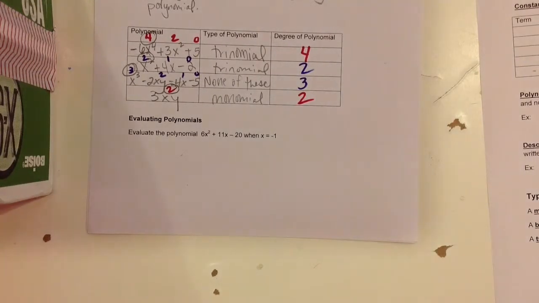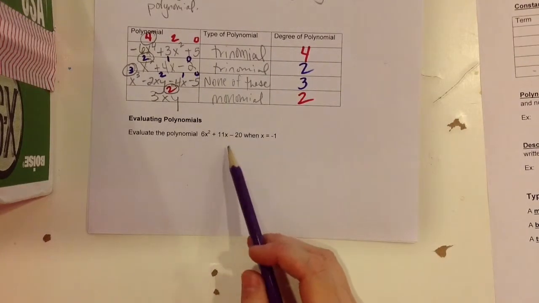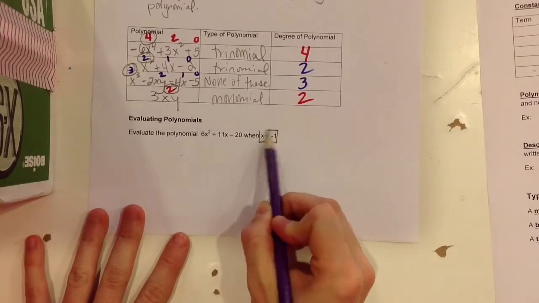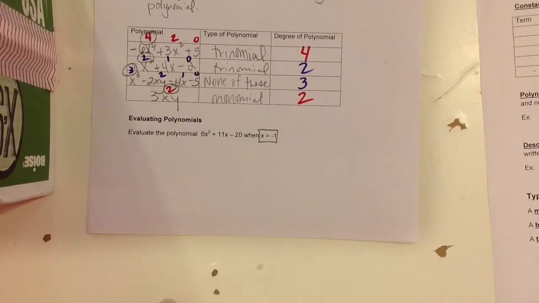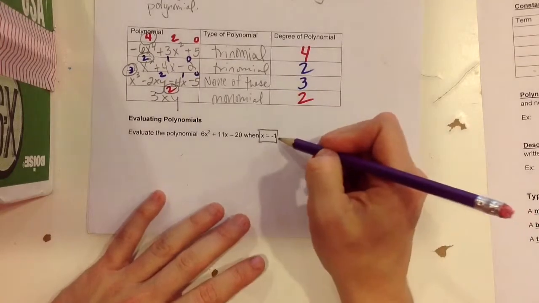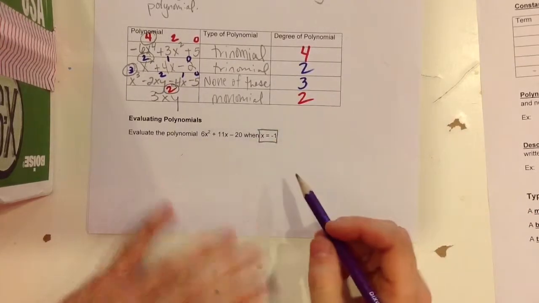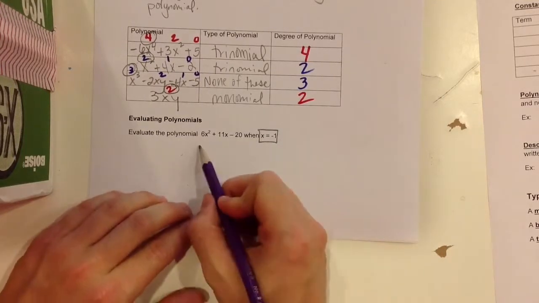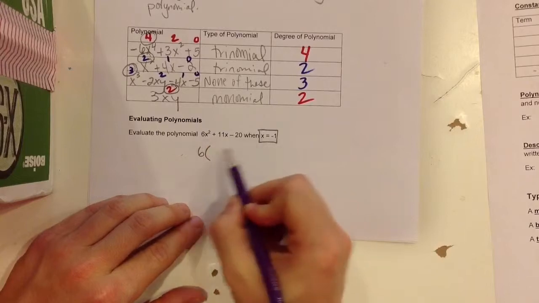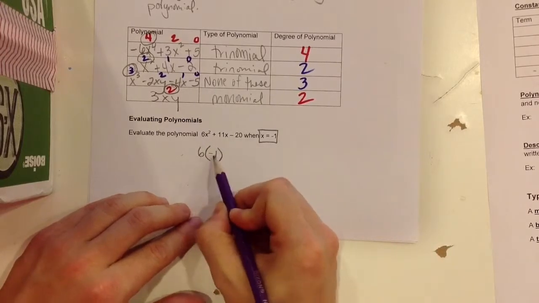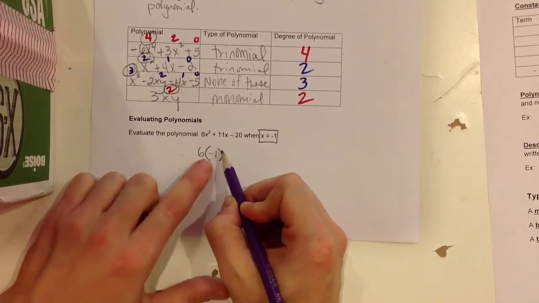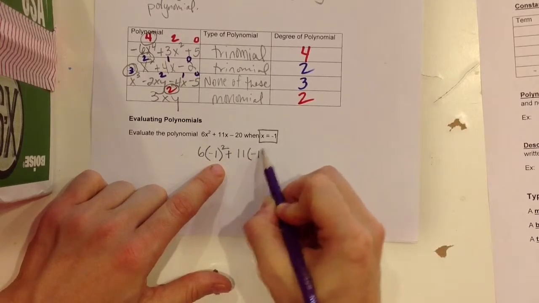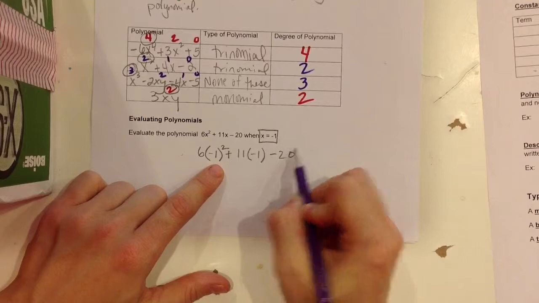All right, we're going to evaluate the polynomial 6x squared plus 11x minus 20 when x is negative 1. Just like we've done in the last couple of sections, they're giving us a value for x, and we're going to plug it in to whatever x we see in our original expression. So wherever there's an x, I'm going to plug in a negative 1. So 6 times negative 1 squared plus 11 times negative 1 minus 20.